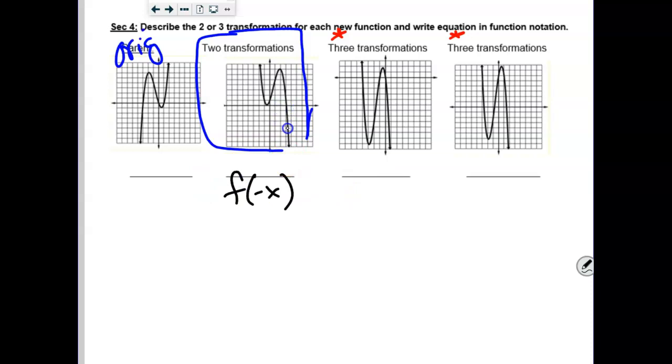And then apparently there's another transformation. So now I'm looking at my peaks and valleys, basically. This guy was as low as -1, and all of a sudden he's at 0. So it must have moved up 1. How is that going to look? +1, very nice. This is a lot harder than what I think you're going to see on your test.